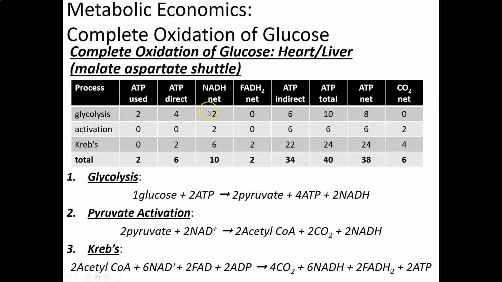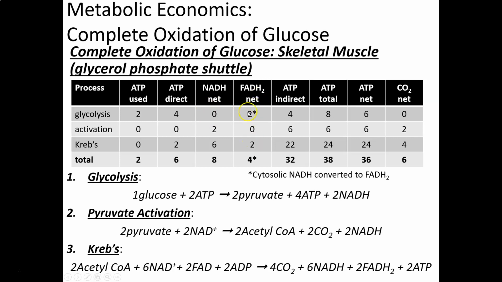This NADH net now becomes FADH2 net because even though we made these, we had to use some energy to transport it across the mitochondrial membrane in that active transport mechanism. So this becomes 2 now. But everything else is the same except for the math that makes this different.